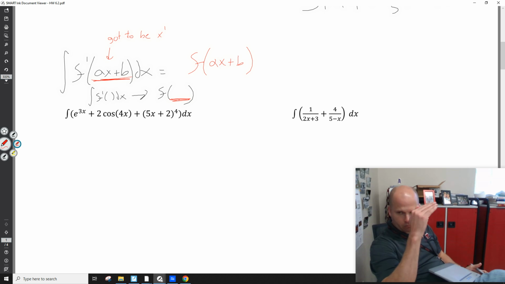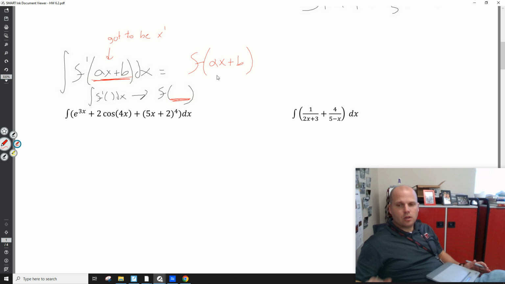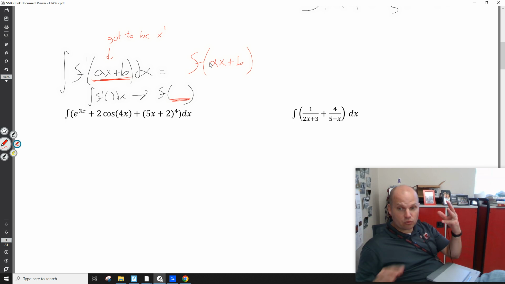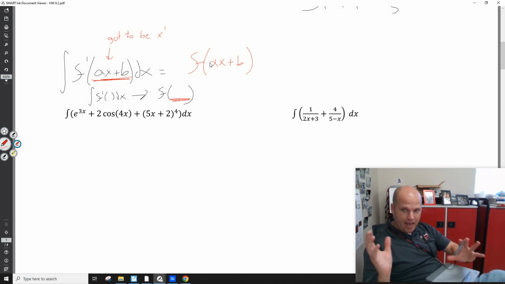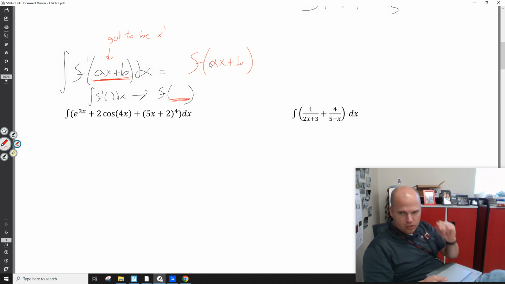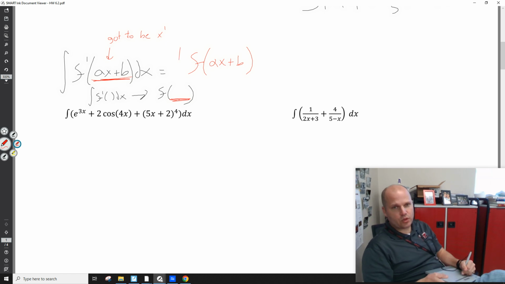Now, when we take this derivative of this, we talked about it in class, there will be an a. There will be a derivative of Vegas, which is a, that we will need to undo. You need to undo the derivative of Vegas with a reciprocal.